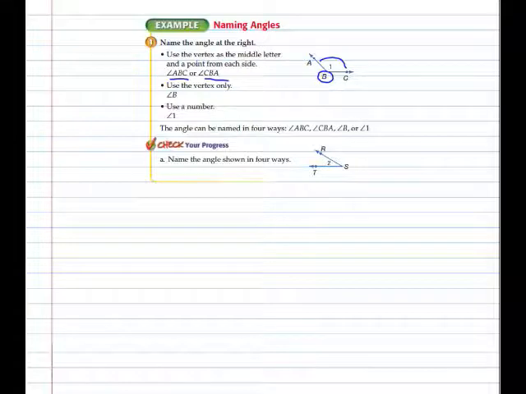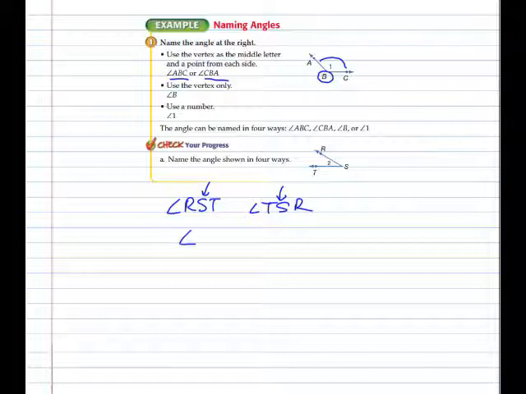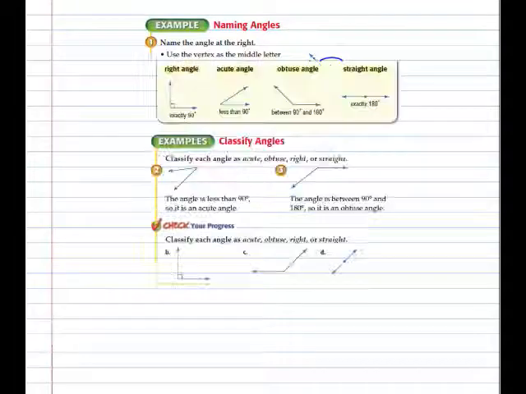Name the angle shown here in 4 ways. Well, we'll start out like they did as angle R, S, T, S being the vertex of the angle. Angle T, S, R, again, S in the middle. We could also call this angle S, because again, the only angle at the vertex. We could also call it angle 2. There's our 4 ways.